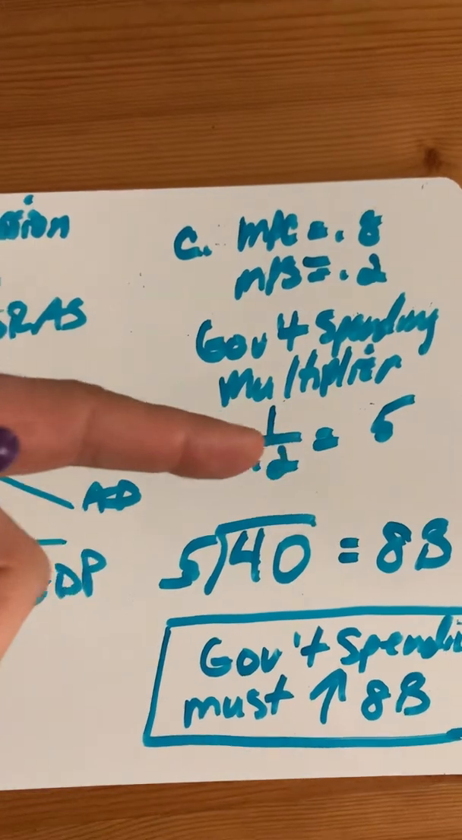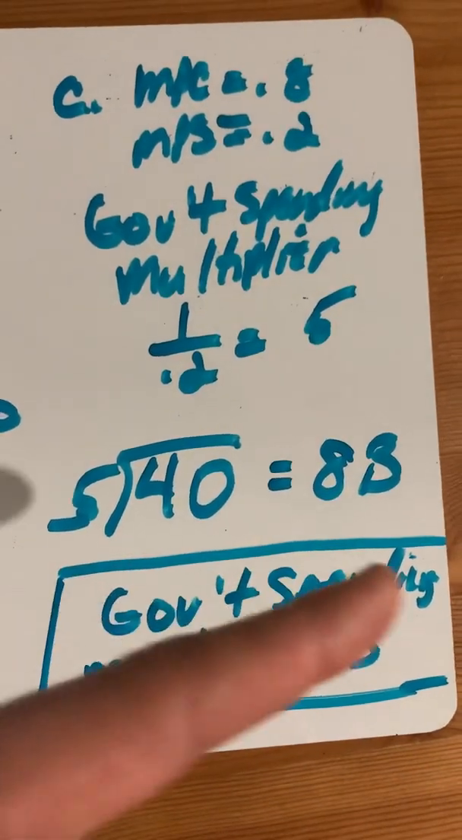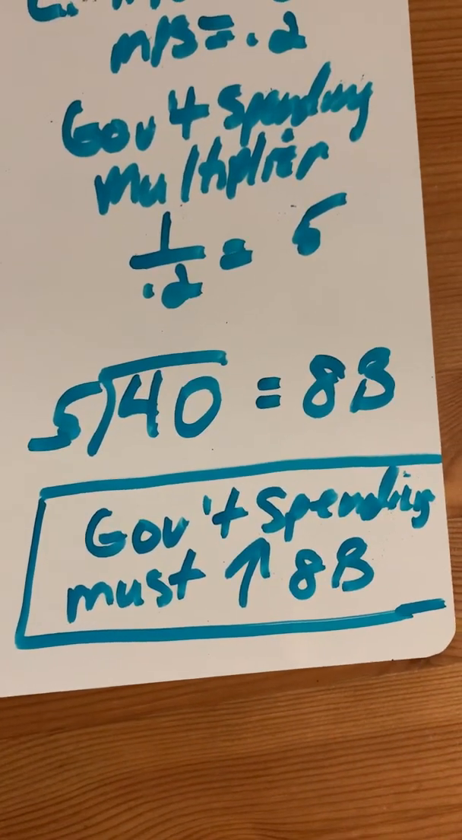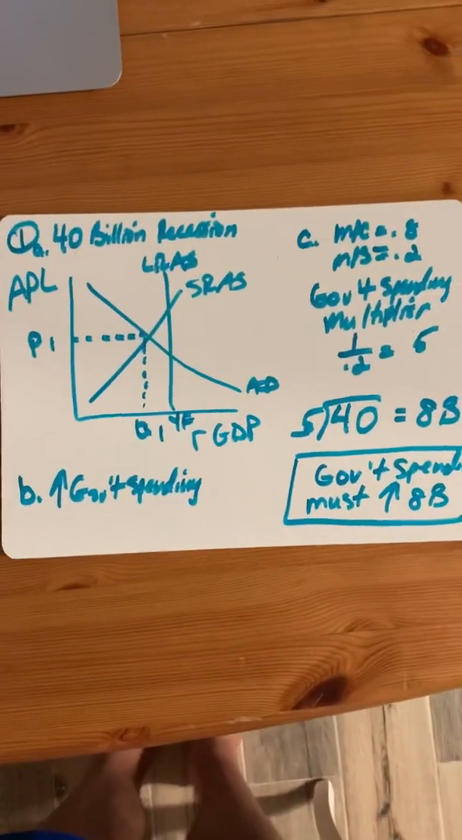And once I get that, I take the $40 billion and I divide that by the multiplier, and I get 8 billion. So government spending must increase by 8 billion. That would be all correct responses. Take a look at it again if you want to go over it.